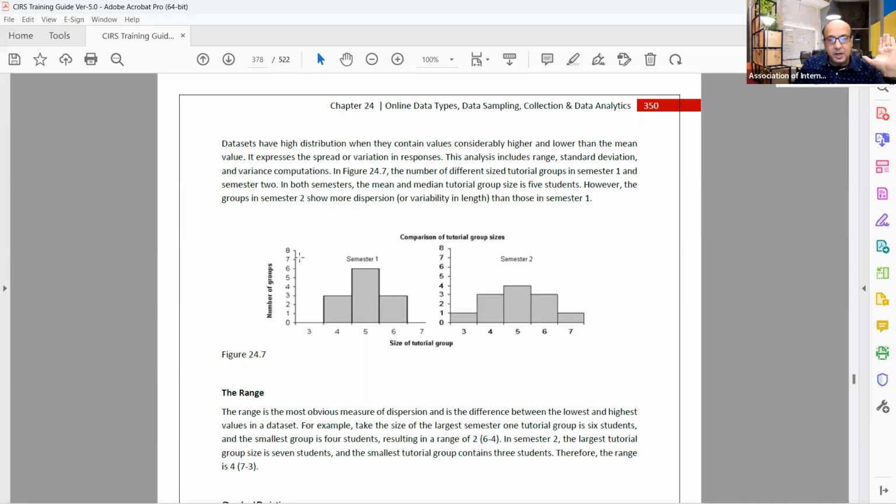That's on the x-axis. On the y-axis, this is the size of the tutorial groups, meaning how many of the students made it or were part of that group. So 3, 4, 5, 6, and 7 are the groups, and these are the number of groups. So in semester 1, you could see that there were no students enrolled. Over here, there is a gap.